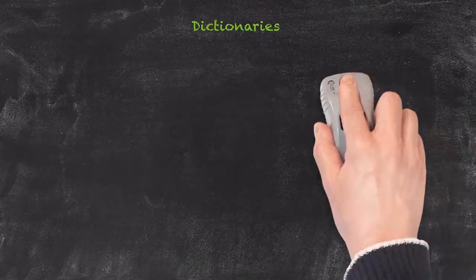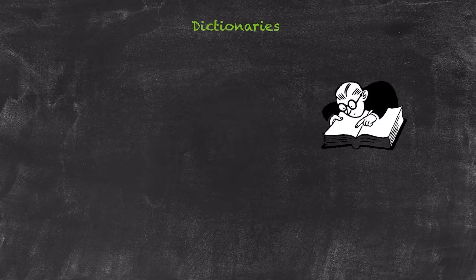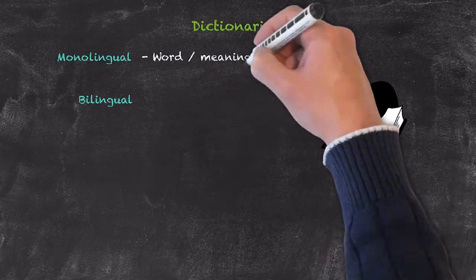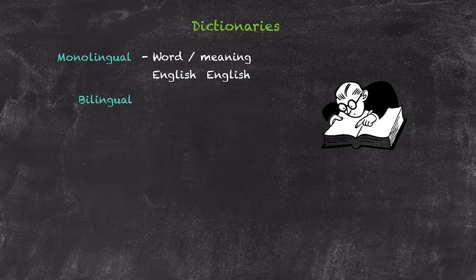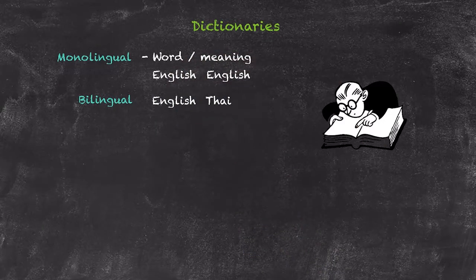The next item we're going to consider is the use of dictionaries, and here perhaps the first thing we should do is to make a distinction between the two main types of dictionary. And that distinction is between the monolingual and the bilingual dictionary. In a monolingual dictionary, you have a word and its associated meaning, and those two are both described, for example, in English. So the word and the description of that word are both given in English. Whereas in a bilingual dictionary, the word could be given in English and the explanation given in Thai, and vice versa.